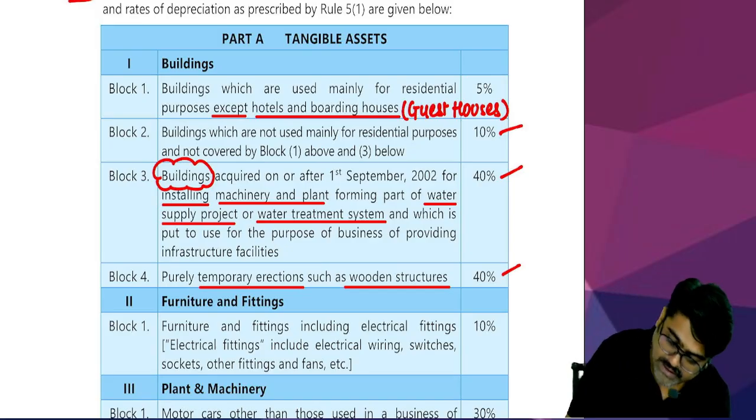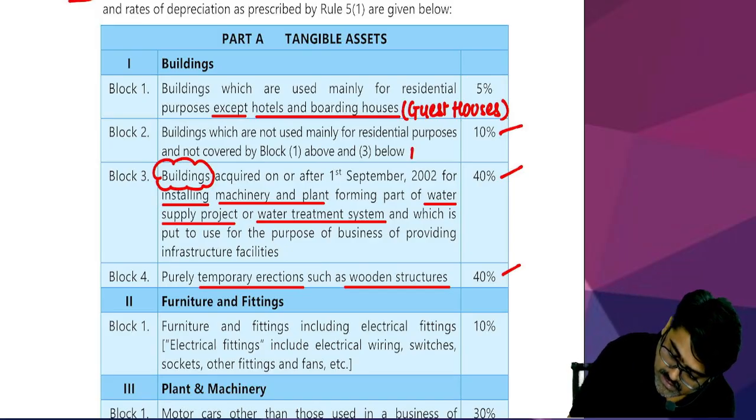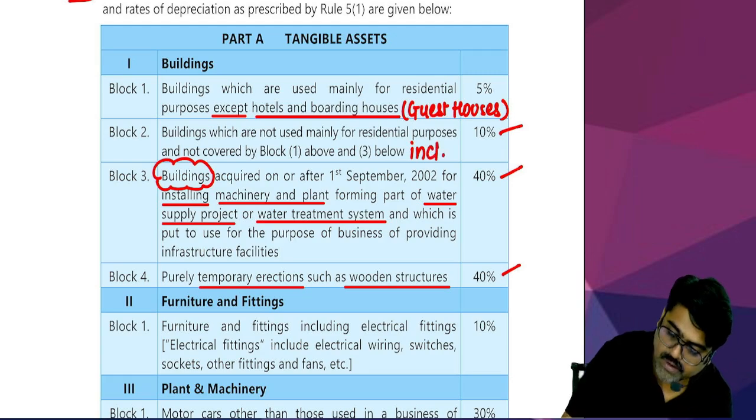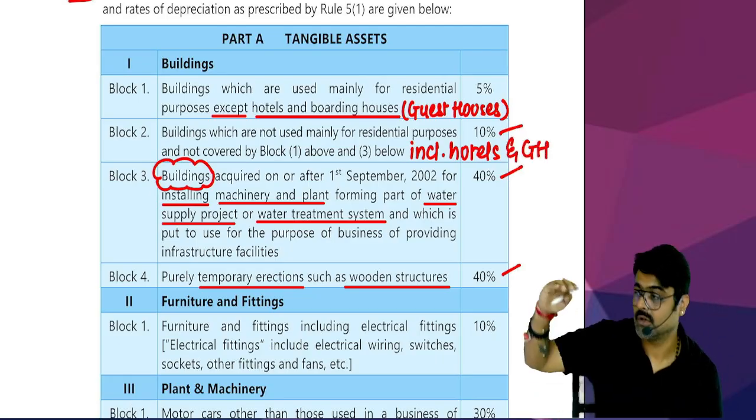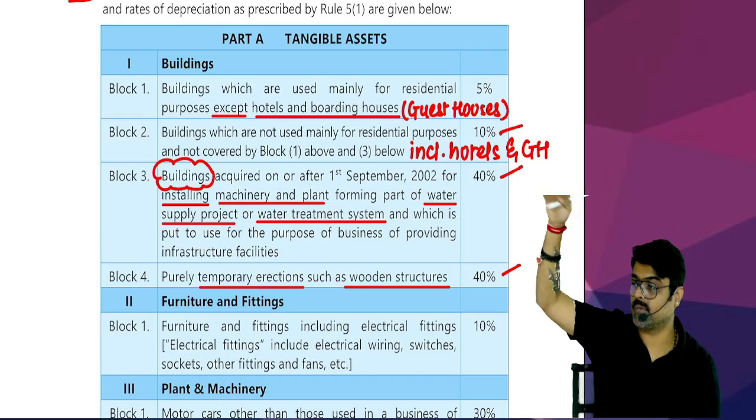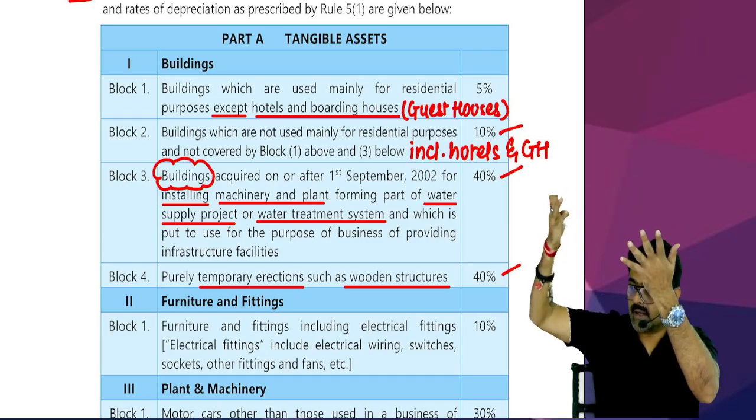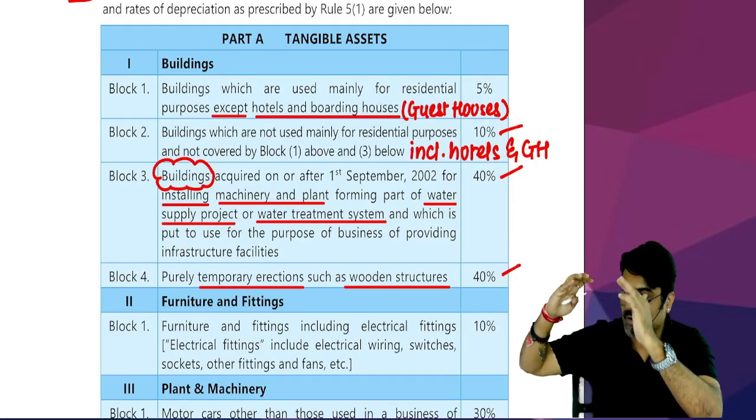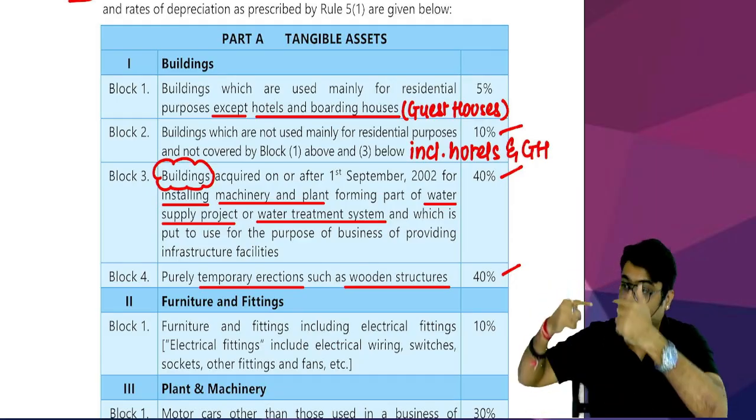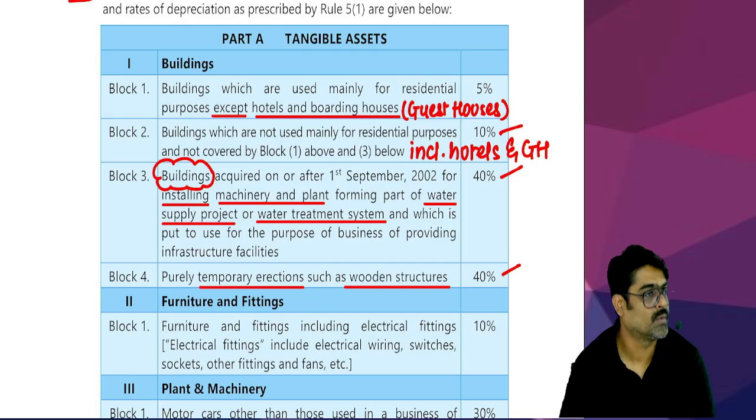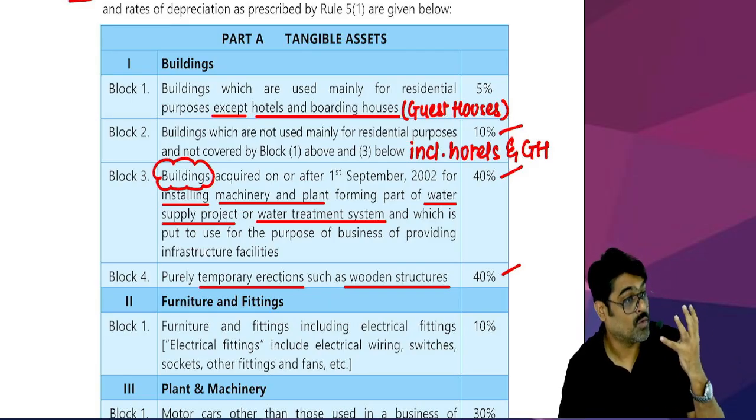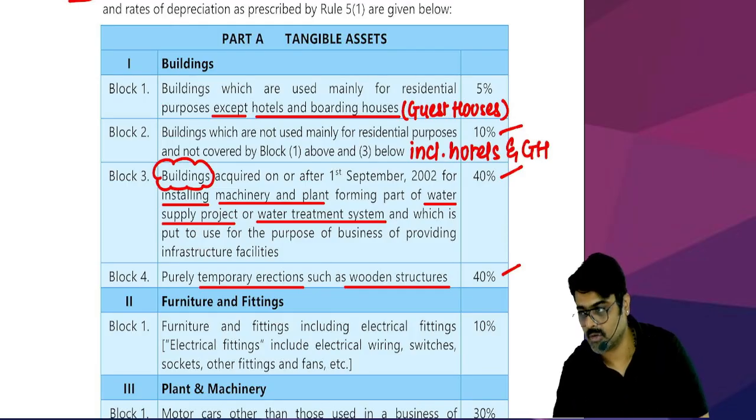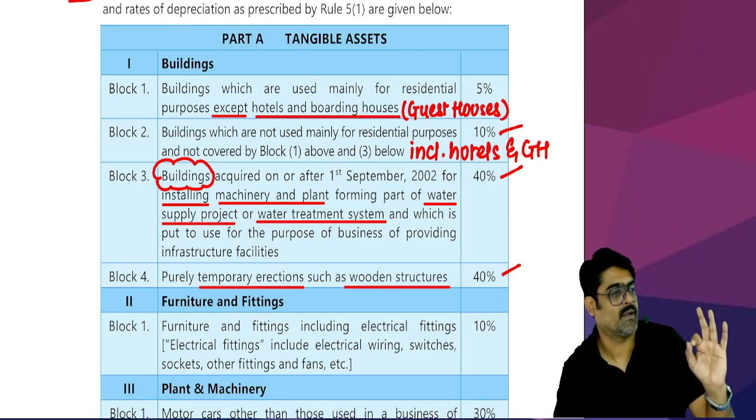So please write down here, including hotels and guest house. Because hotels and guest house are excluded from residential building, definitely they are not covered by block number 3, not covered by block number 4. So definitely they are going to be covered by block number 2. So buildings will have how many blocks? 4 blocks. Now out of all these blocks, only one rate is very important.